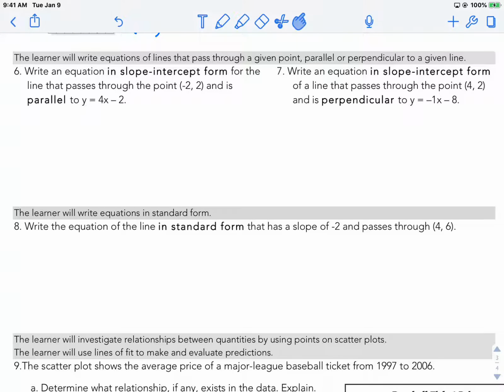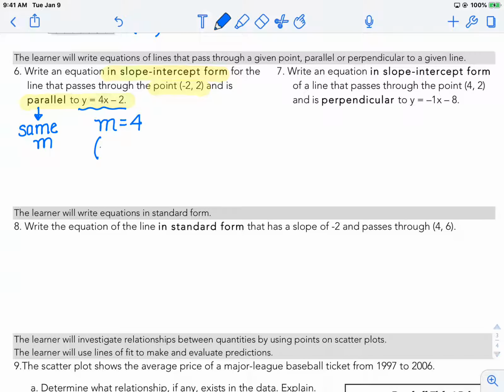Number 6, they would like an equation, and they told us what form, slope-intercept form, so y equals mx plus b. Then they gave us other good information. It has to go through the point negative 2, 2. It has to be parallel to the equation that they gave us. To be parallel, you have to have the same slope but different y-intercepts. So the only thing we take away from the equation that they gave us is we steal its slope. So our equation is also going to have to have a slope of 4 in order to be parallel to that one that I highlighted.